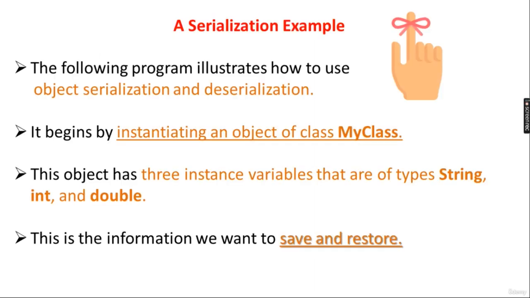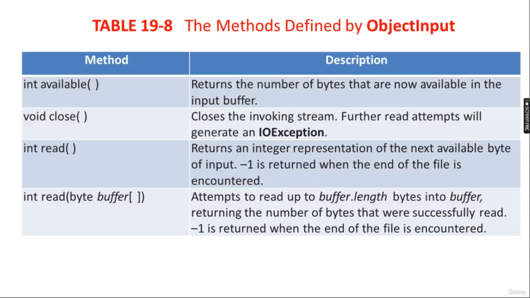So now we will see the serialization example. The following program illustrates serialization and deserialization. It begins by instantiating an object of class MyClass. This object has three instance variables: a string, an integer, and a double. We will store that string, integer, and double into a persistent storage area, and then we will store those variables.